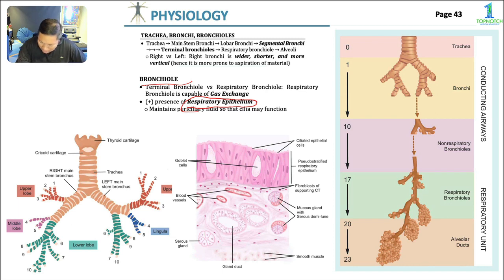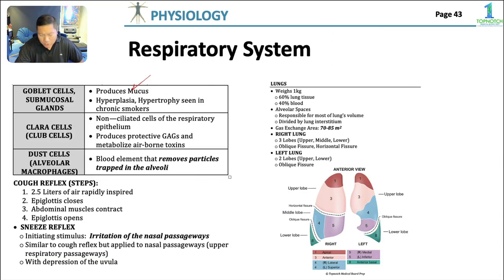Goblet cells literally would look like goblets, cups. Okay? Container for drinking. Anong laman, Doc, ng goblet cells na yan? Ang laman ng goblet cells na yan is mucus. So they will secrete mucus. That mucus will line the respiratory epithelium. Okay? And function is lubrication. Prevents excoriation of the respiratory epithelium. So, the goblet cells will produce the mucus to act as a lubricant. Hyperplasia, hypertrophy of goblet cells are seen in chronic smokers.